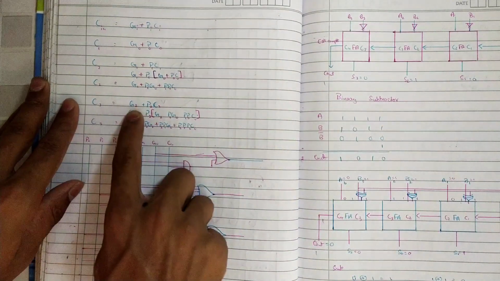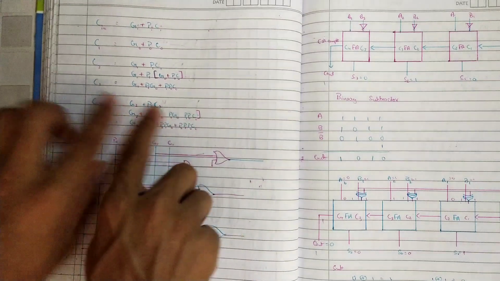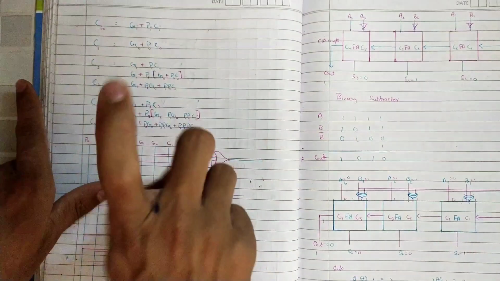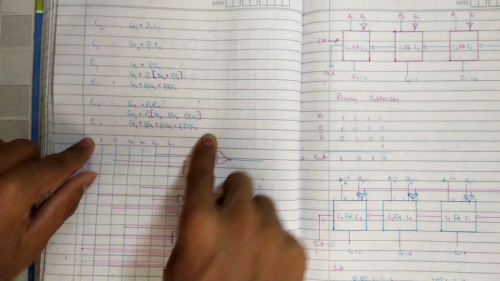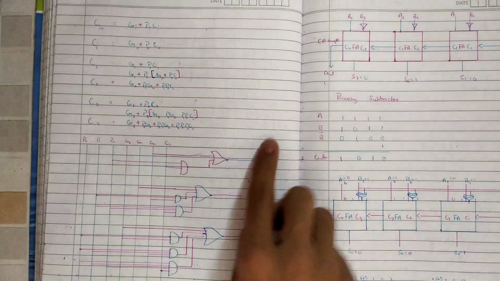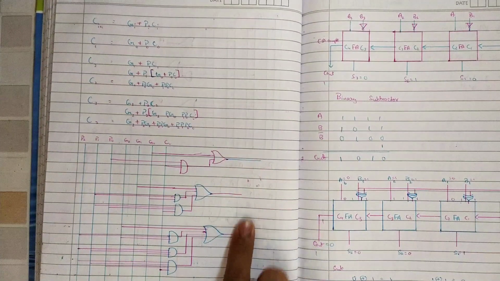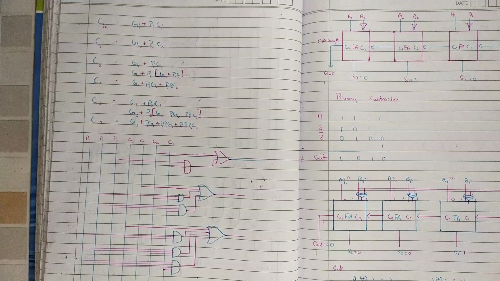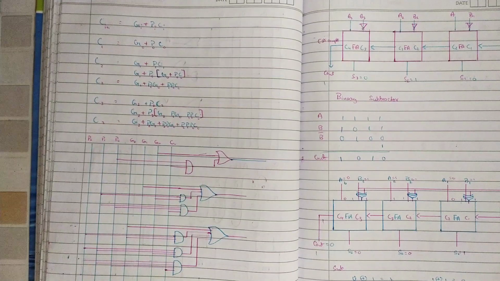Similarly, C3 is equal to G2 plus P2 into C2. The C2 value you have got here, you have to put here and substitute, and you will get one equation of this kind. For this equation you have to draw your logic diagram and just write here whatever you are getting. I think this is C1, C2 and C3, like that you have to write and finish. This is your 4-bit binary adder.